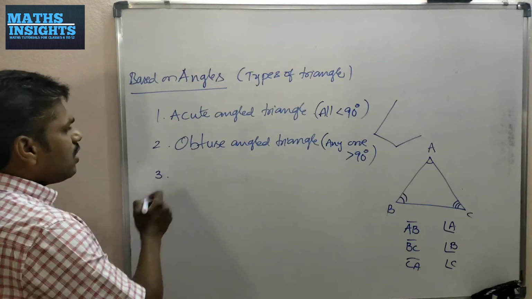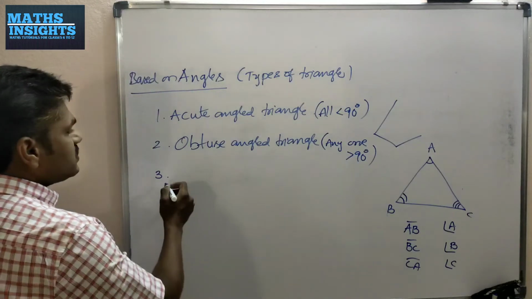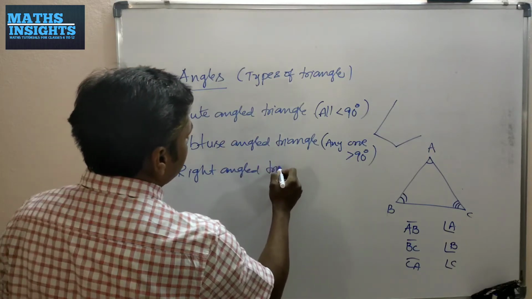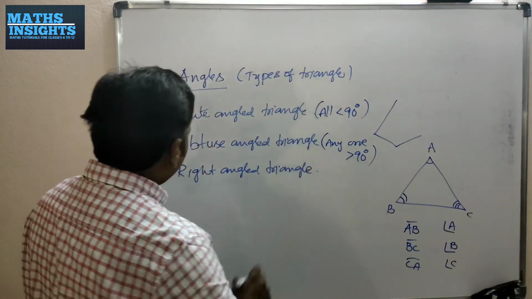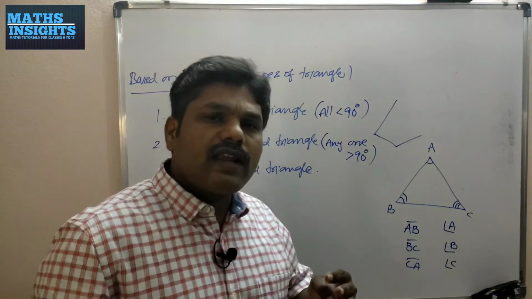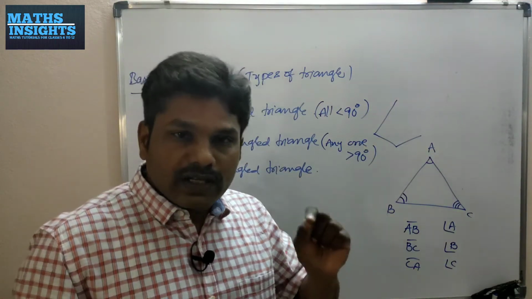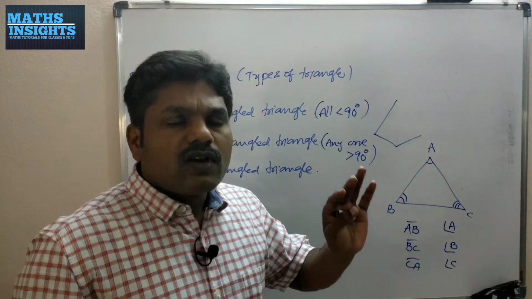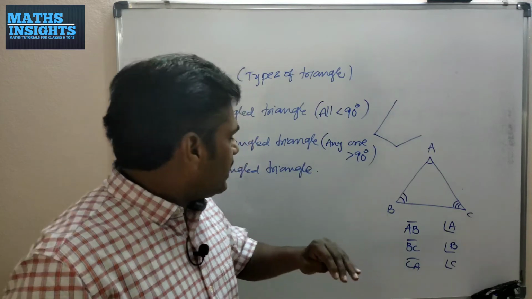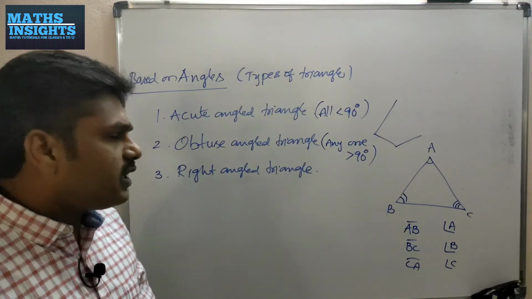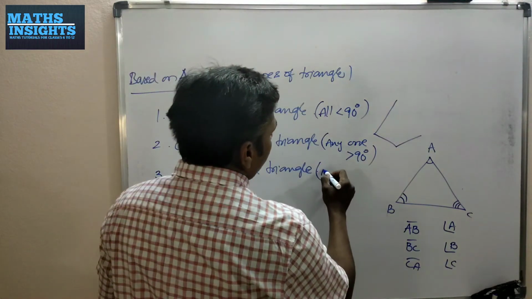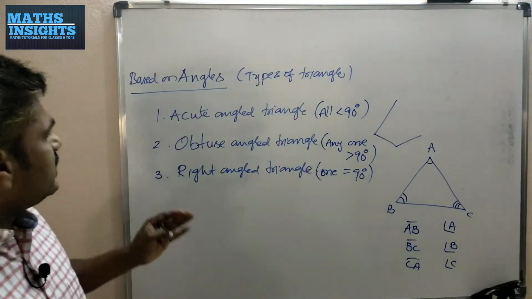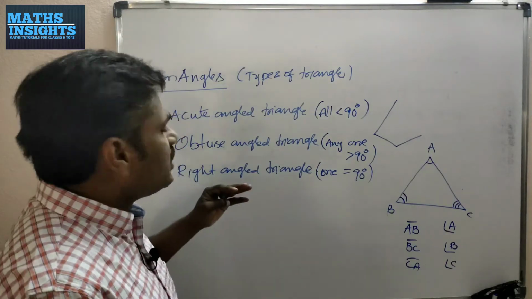And coming to third type of triangle based on angle, that is right angled triangle. See, right angle triangle means in any triangle, if one angle is equals to 90, one angle, we don't have any bothering about the remaining two angles, but one angle should be 90, then that type of triangle is said to be a right angle triangle. So one should be equals to 90. These are the three types of triangles based on angles.